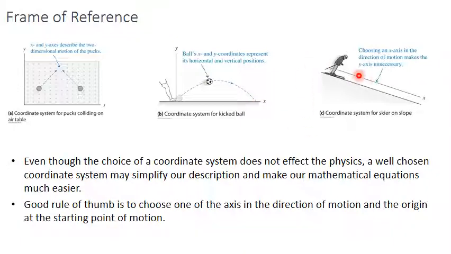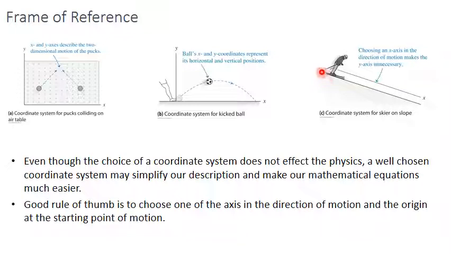If I'm going down a slide, I could still choose the x-axis horizontal and the y-axis vertical. But if I choose the x-axis down the slope itself, I actually make my calculation much easier, because now I have motion in only one axis. So even though the choice of the coordinate system does not affect the physics, a well-chosen coordinate system might simplify my mathematical equations and make my life easier. A good rule of thumb is to choose one of the axes in the direction of motion if I know the direction of motion.